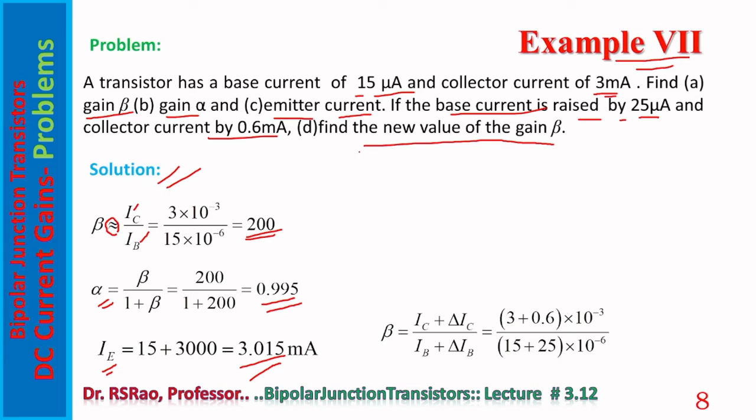Now, part D. Find the new value of the gain beta when base current is raised by 25 microamperes and collector current by 0.6 milliamperes. Beta is now (IC plus delta IC) by (IB plus delta IB). IC is known, delta IC is given, IB is known, delta IB is also known. Substituting the values, we get some value for beta.